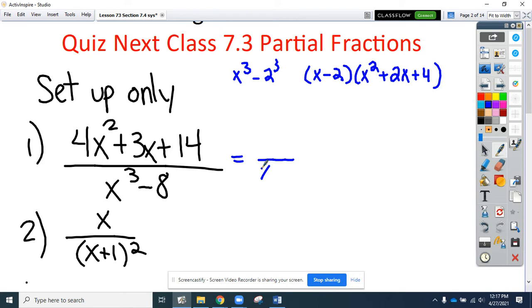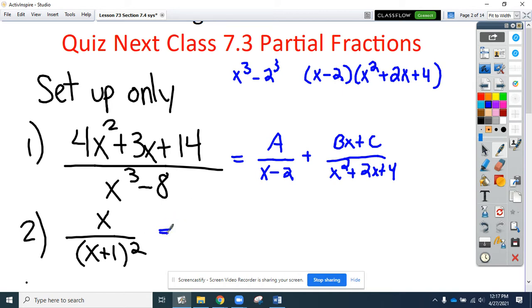Then we have our two fractions. So x minus 2 is linear, gets an A up top. x squared plus 2x plus 4 is quadratic. So we're going to use our linear basic form, Bx plus C. So there's our setup there.